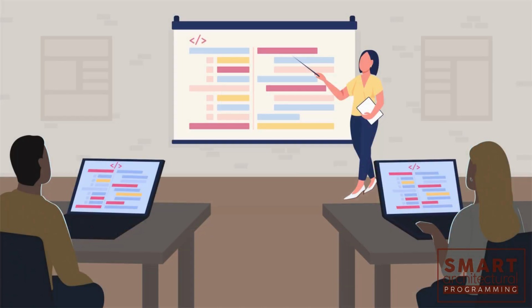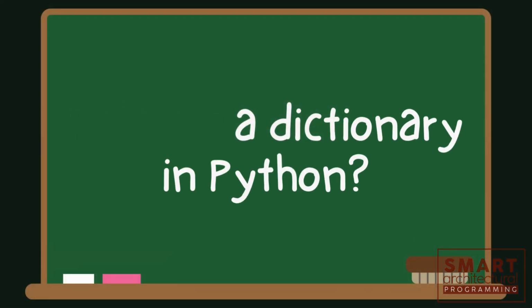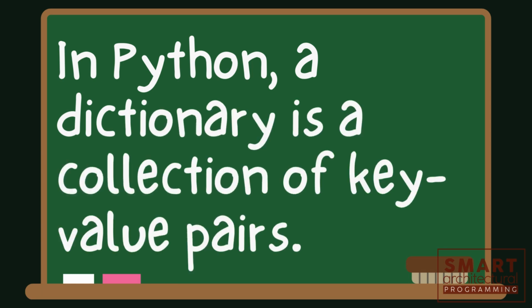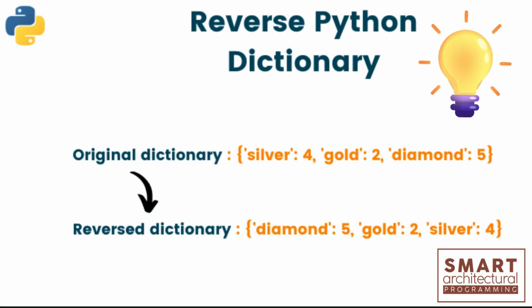Today, we're diving into the world of dictionaries and learning a cool trick: how to reverse a dictionary. So, what's a dictionary? In Python, a dictionary is a collection of key-value pairs. But sometimes, we might need to reverse this dictionary, swap the keys and values. Let's see how to do that.